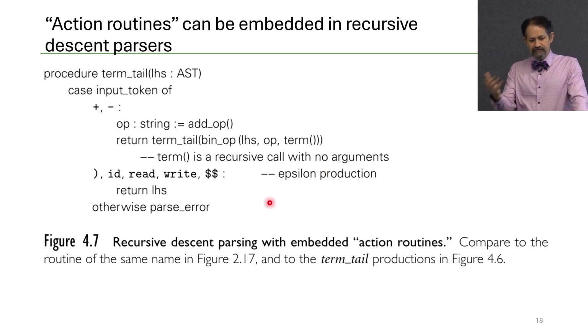Otherwise, if we get another set of start symbols, such as close parentheses, ID, read, or write, then we're done parsing this expression, or this term, and so we'll just return the left-hand side that we already got. If none of the tokens matches, we have a parse error, which is just as we showed before with recursive descent parsers.